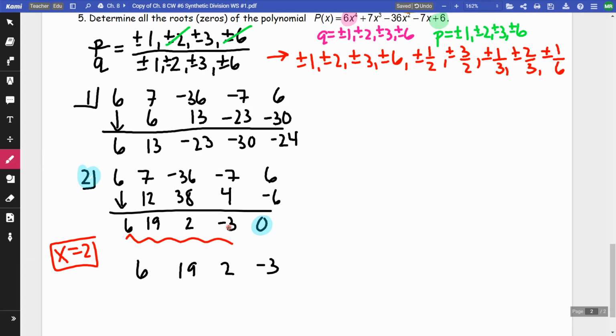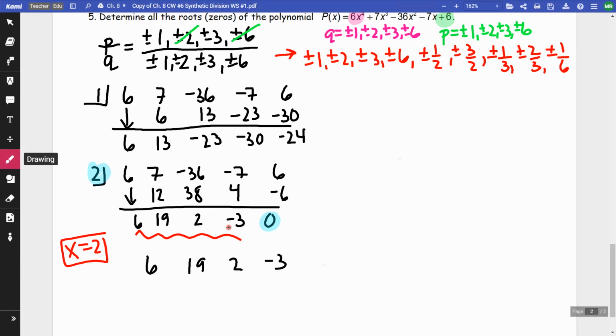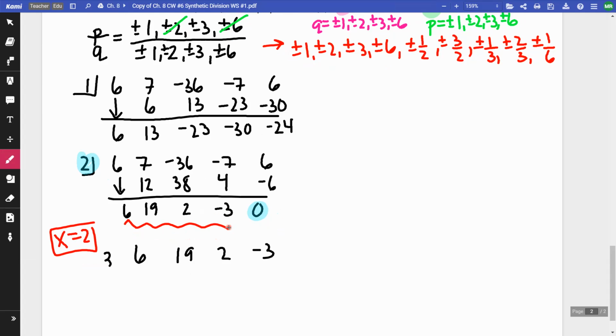So let's say I try a 3. I'm not thinking a positive 3 is going to work, but let's just see what happens, okay? I bring this down, I'm going to have 6. I multiply, I get an 18. Yeah, this is going to start getting bigger. I'm going to get a 37.